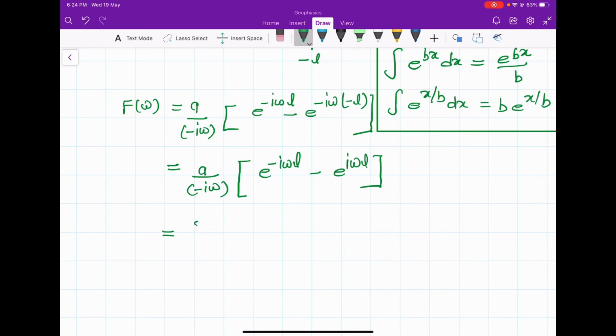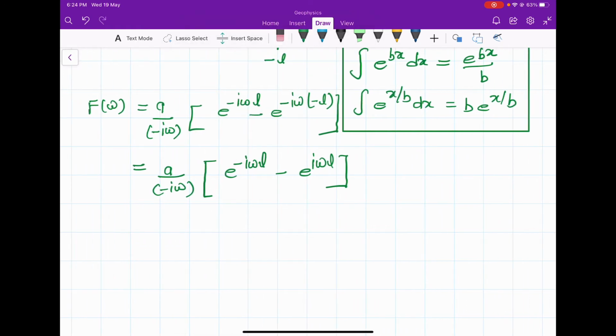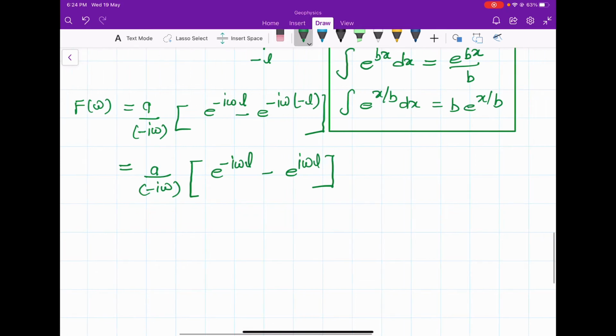One more thing, 2a upon minus i omega. No need to write this, just erase it. So now here, in the complex method, e to the power i theta you can write as cos theta plus i sin theta, and if you write e to the power minus i theta, this will be cos theta and i will be replaced by minus i, so minus i sin theta.